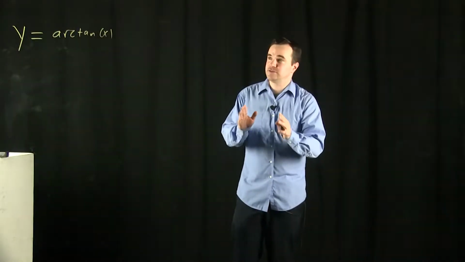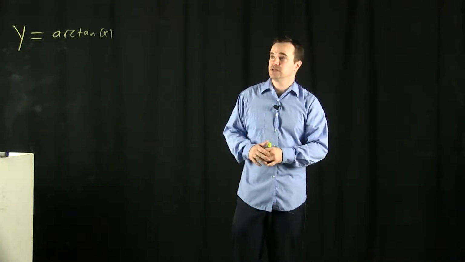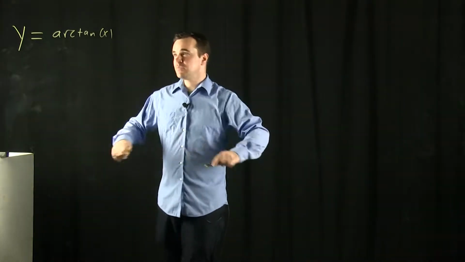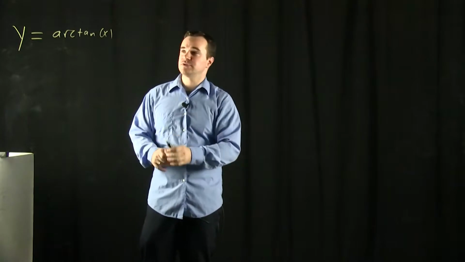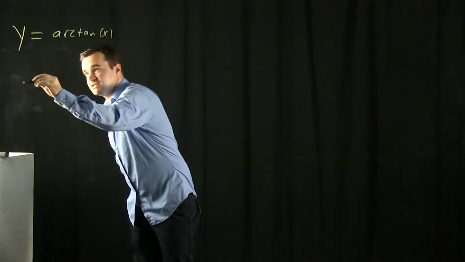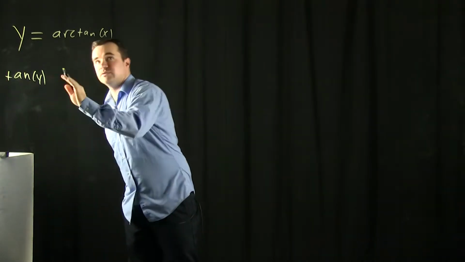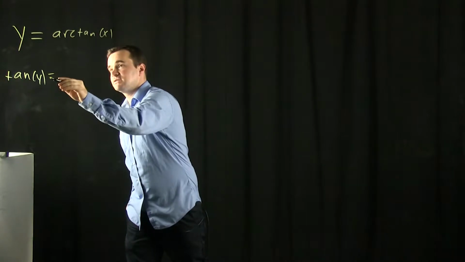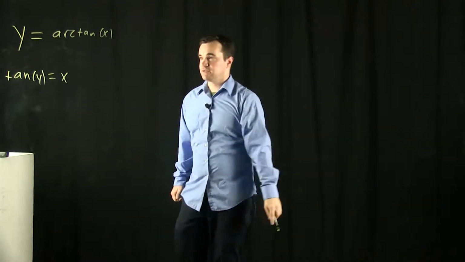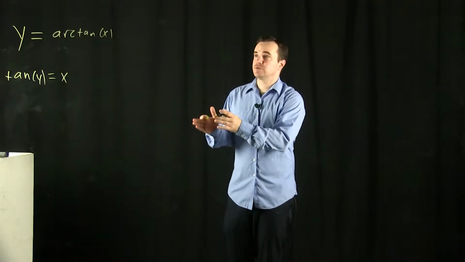I'm going to show you how to take the derivative of arctangent of x using implicit differentiation. So here we've got our equation y equals arctangent of x. Taking the tangent of both sides, that's going to tell me that tangent of y equals tangent of arctangent of x. That's just x.